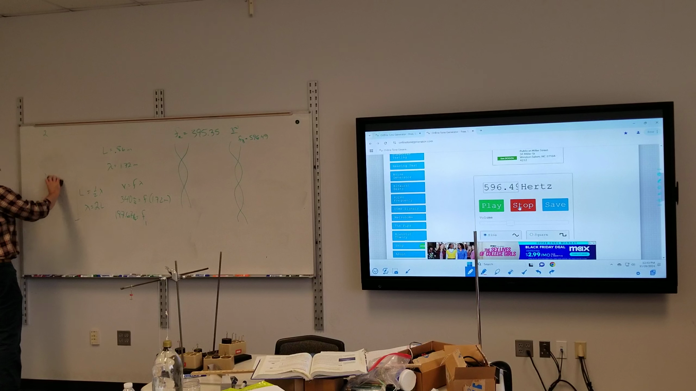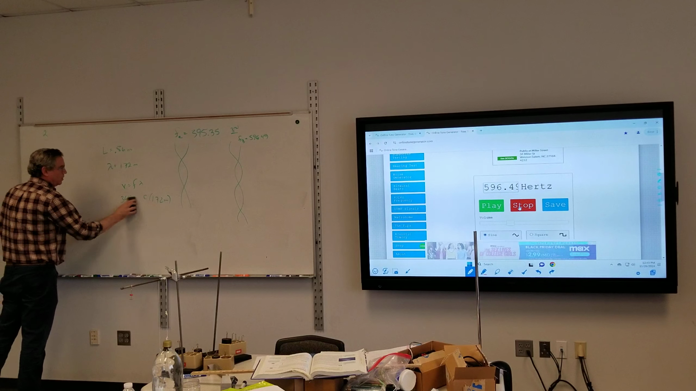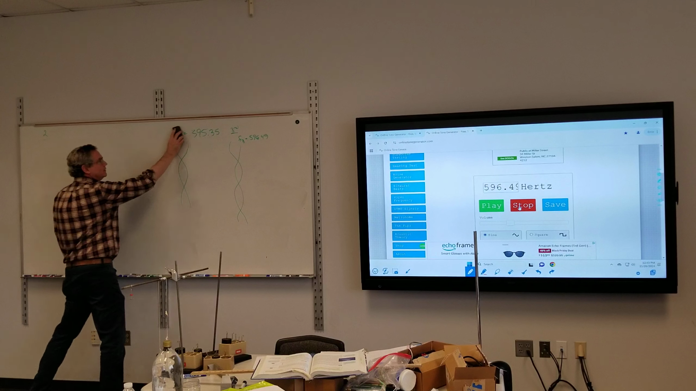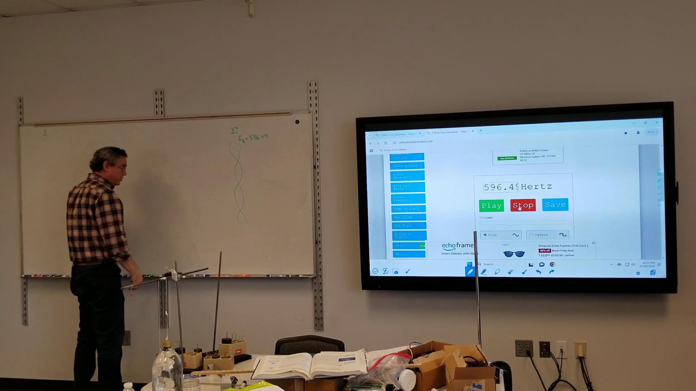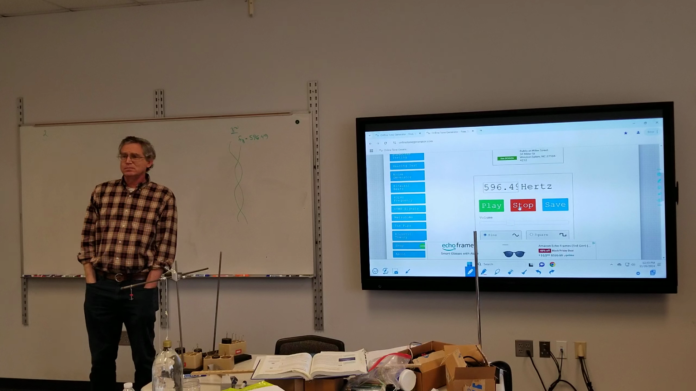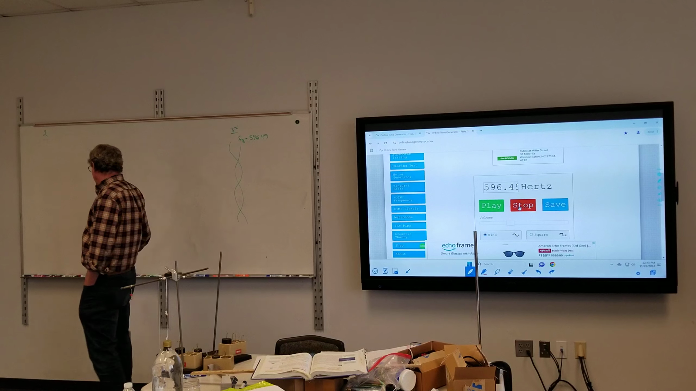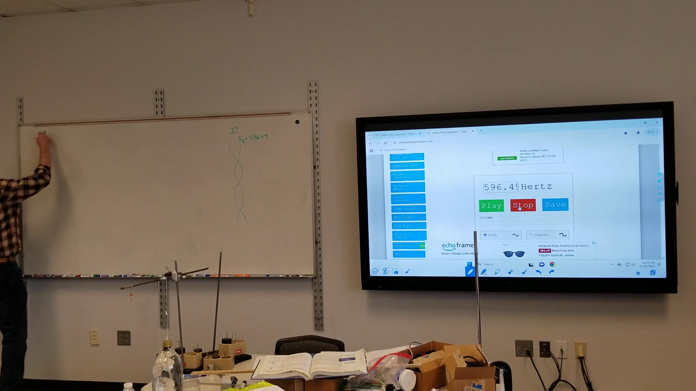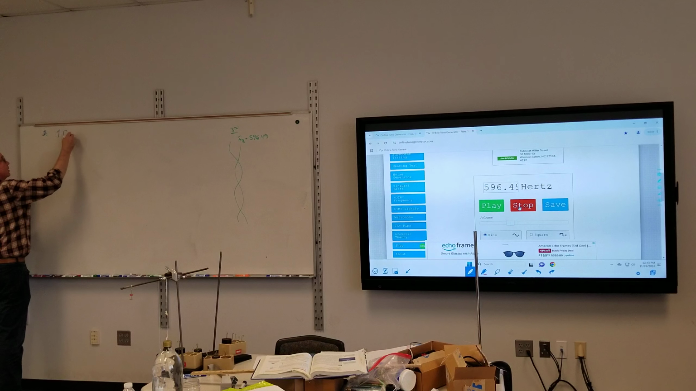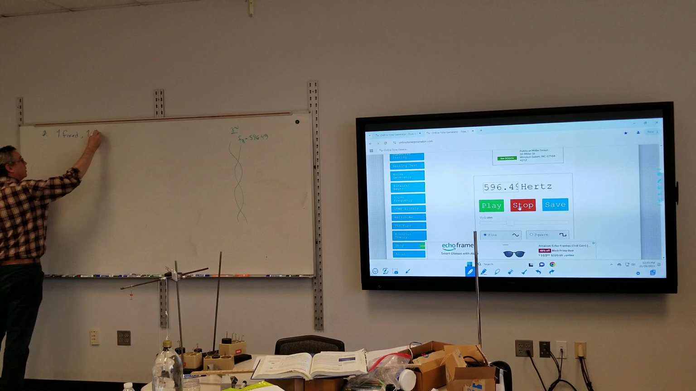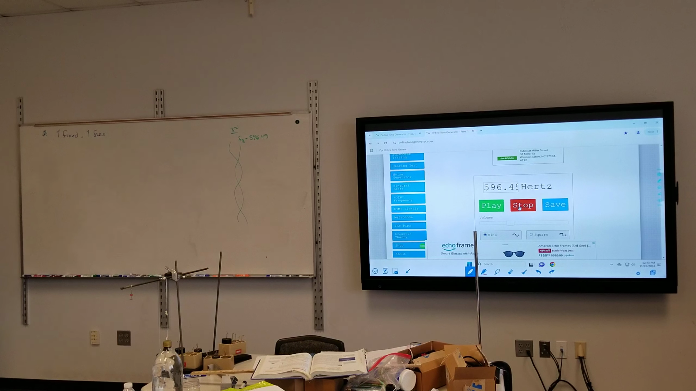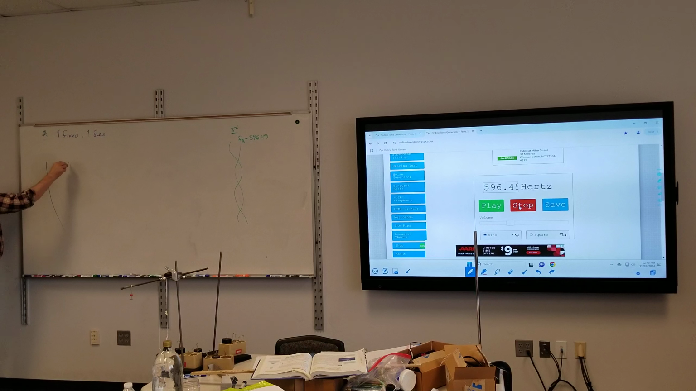Fixed end, node or anti-node? Okay, yes, it is indeed a node. One fixed, one free. So it means whatever pattern I come up with here, I'm going to have a node at one end and an anti-node at the other. That is the simplest pattern.